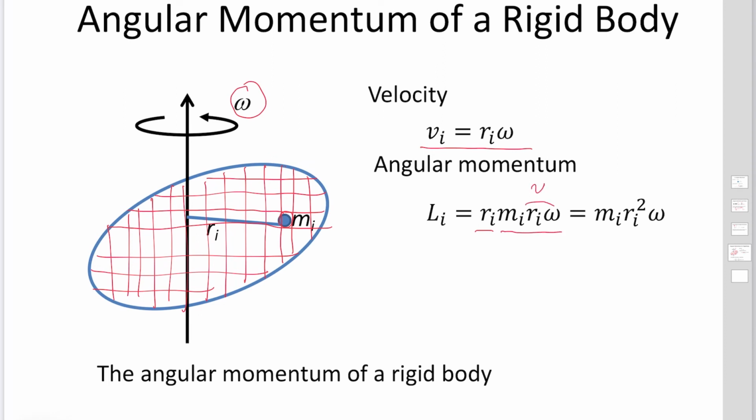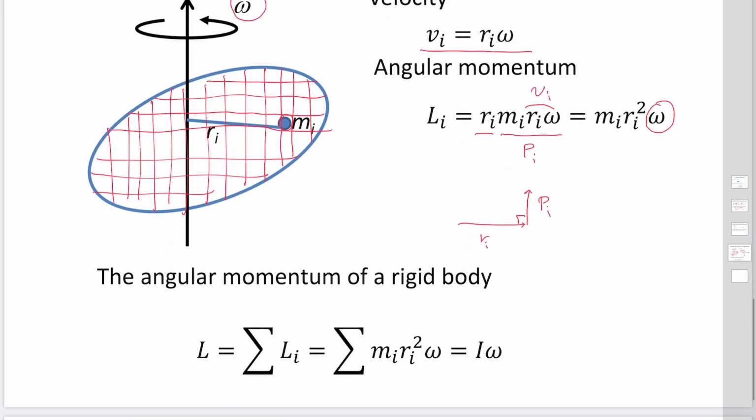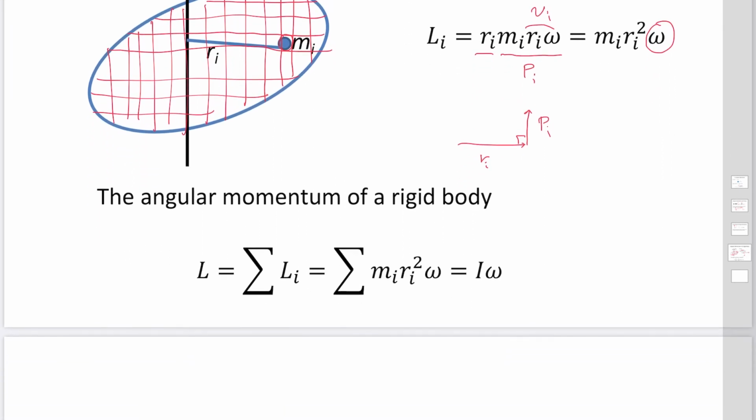This is the velocity. This corresponds to the momentum p_i. Then r_i and the momentum p_i are perpendicular, so sine theta becomes 1. Then this is expressed as m_i r_i squared times omega. Omega is the same quantity for all the parts of the rigid body object. Then to find the angular momentum of the rigid body, you just sum up all the parts.